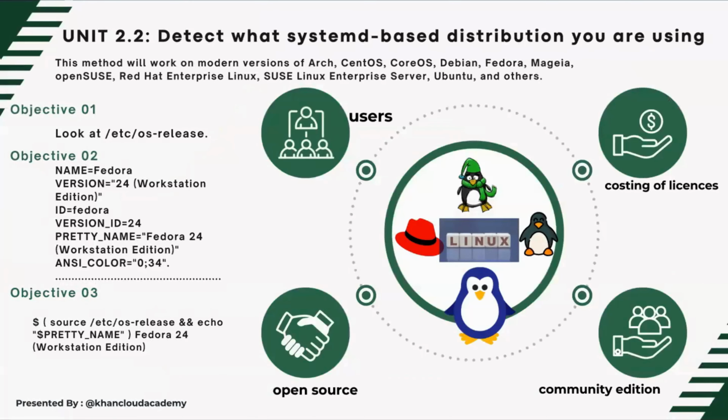Unit 2.2: detect what systemd-based distribution you are using. This method will work on modern versions of Arch Linux, CentOS, CoreOS, Debian, Fedora, Mageia, openSUSE, Red Hat Enterprise Linux, SUSE Linux Enterprise Server, Ubuntu, and others. What is our objective here? These are the 3 objectives I mentioned, and we have to dig a little into /etc/os-release, and then check the others.